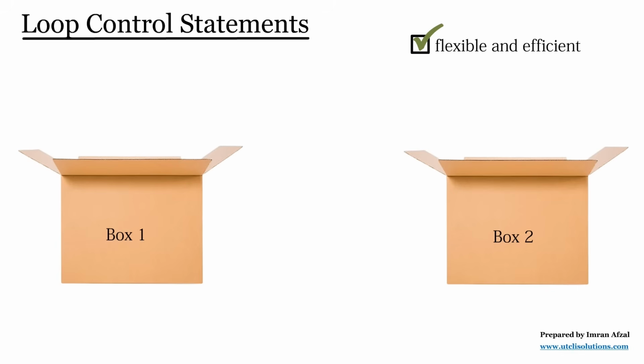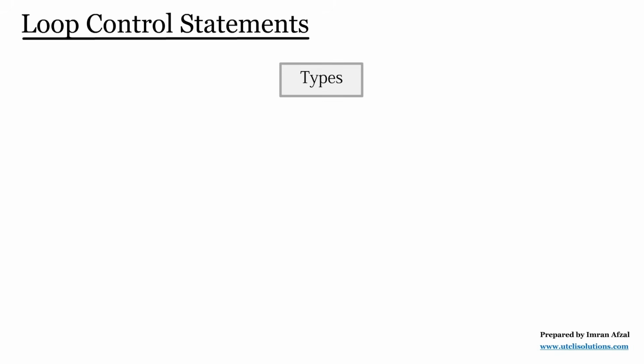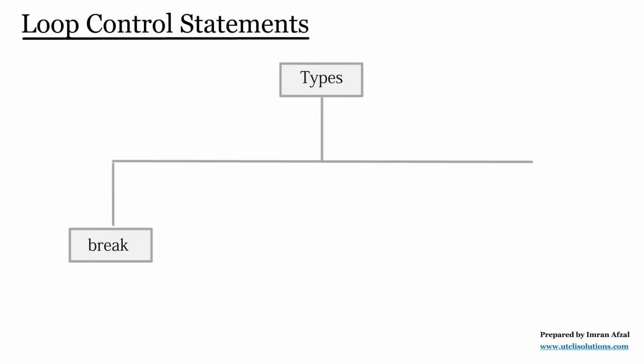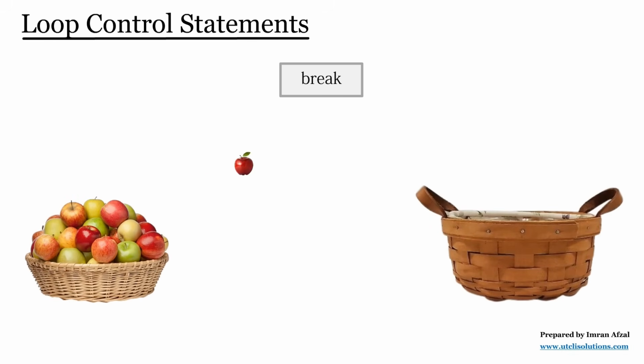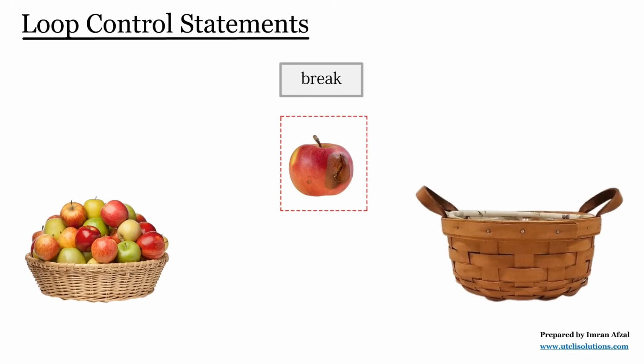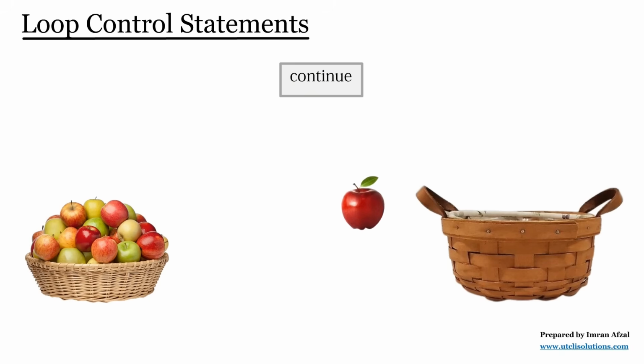So the main purpose of loop control statements is to give you control over the repetition process. There are three main types of loop control statements in Python: break, continue, and pass. The break statement stops the loop completely and makes the program move on to the code after the loop. It's used when you want to exit the loop early. The continue statement skips the current loop step and moves to the next one. It's helpful when you want to ignore some specific cases but keep the loop running.